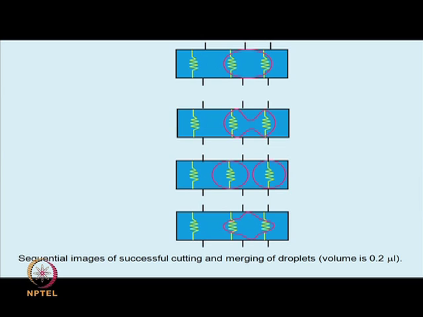Next, 2 and 3 are switched off, but 1 is switched on. So, liquid from 2 will move towards 1, from 3 it will also move towards 1, and then you are going to form a large droplet. And everything is switched off. So, essentially you get back the conditions in figure A in this case. So, you created two droplets and you merged two droplets.